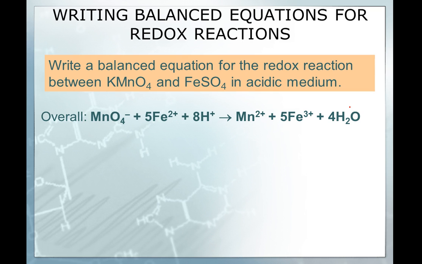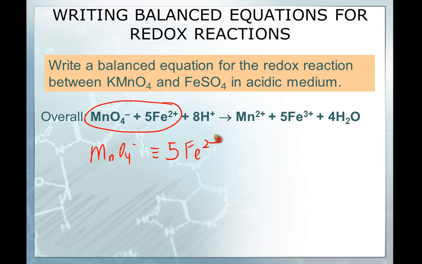Now what's important about this equation? This is the stoichiometric ratio you're interested in. 1 mole of MnO4 minus is stoichiometrically equivalent to 5 moles of Fe2 plus. So this is the mole ratio that you'll be using in your calculations, like your titration calculations. This 8H plus is just to tell you that there is an acidic medium provided. Because if the medium is not acidic, you will get a different set of products. You may not get these products. Okay, but that's beyond your scope.